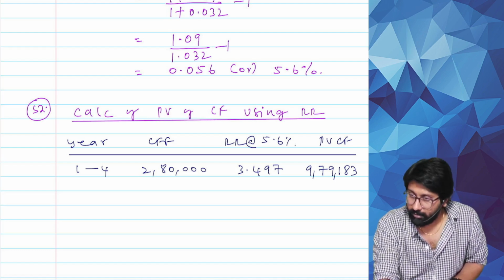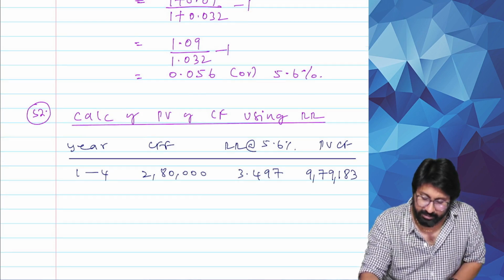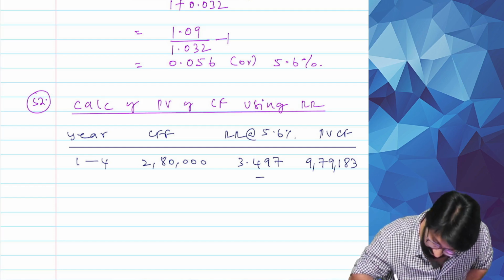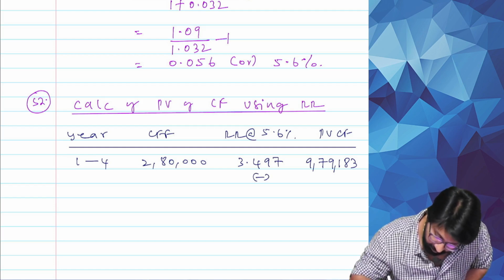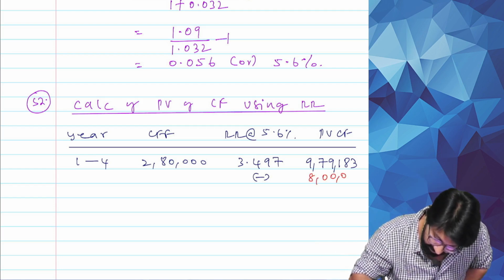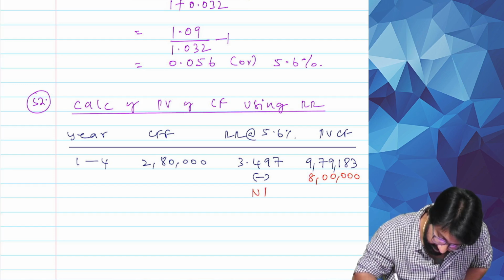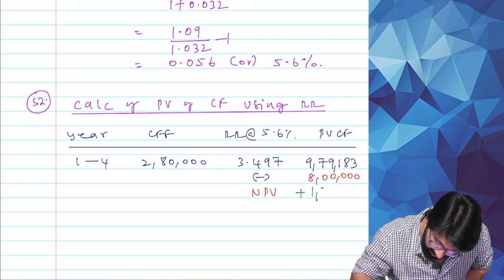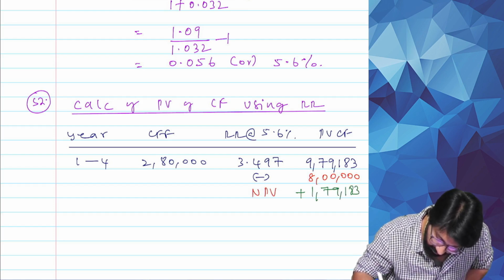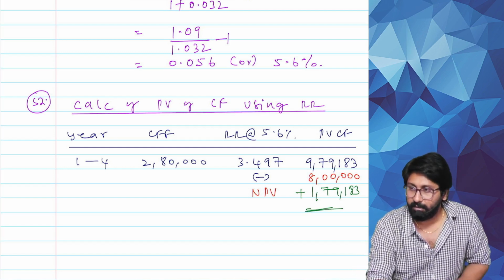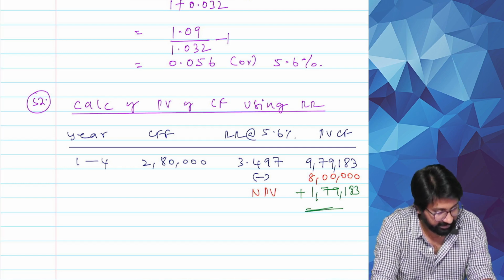Okay, now tell me, is this NPV or PVCF? PVCF minus what is the discount? See the question, it says 8 lakhs. So tell me what is the NPV? Tell me what is the NPV? 1,79,183. Right now, this is the second answer. What we calculated, can you please explain me?